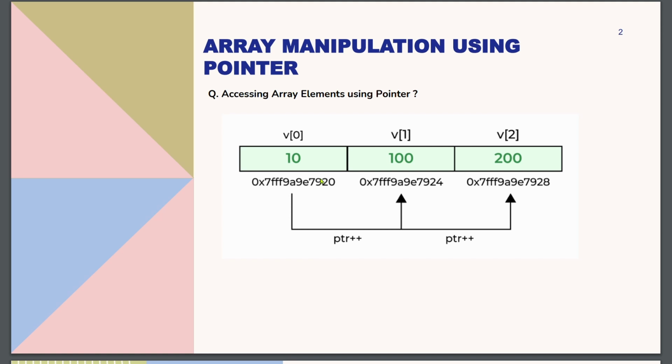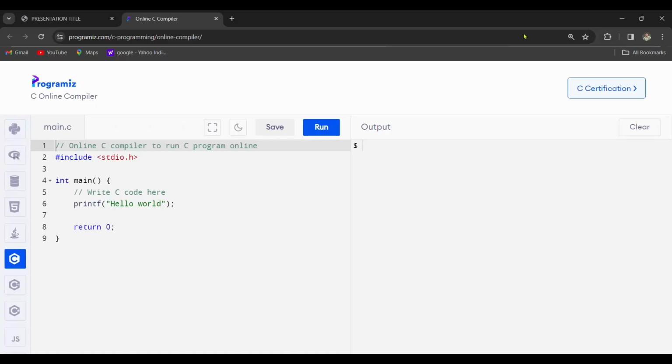So let's move on to the online C compiler and see how it works. First of all, we'll see how we can access each element by a for loop, and then we'll discuss how we can access each element by a pointer. So first, the for loop. Let's open the online C compiler.